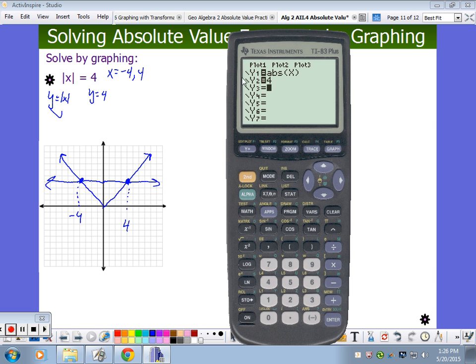And this one here is y equals 4. So put this one in y1, put this one in y2, and then you graph it. If you forgot where absolute is, you press math, and you move over 1 to num. It's the first choice there, so you can get it that way. When I graph it, there it is, right?